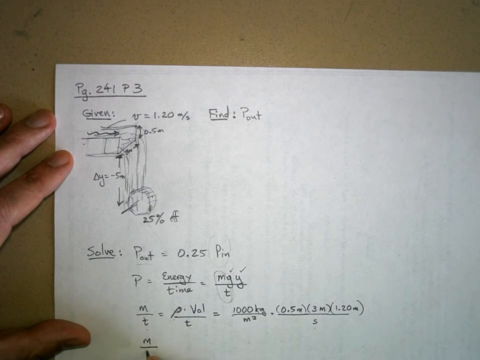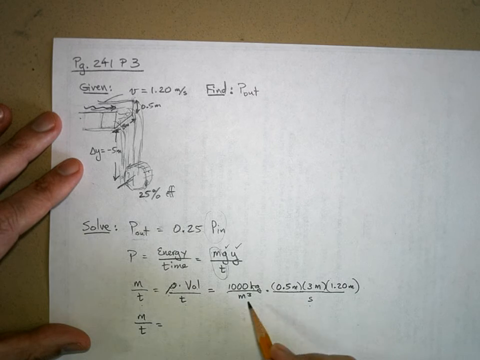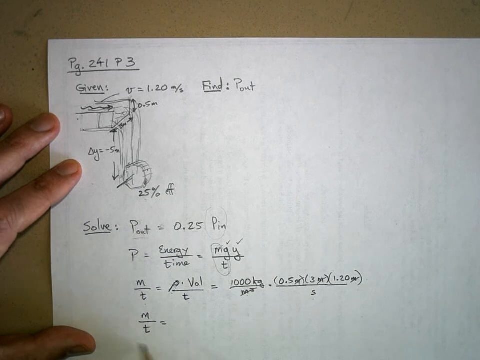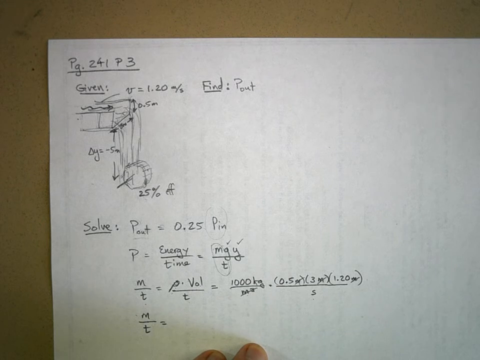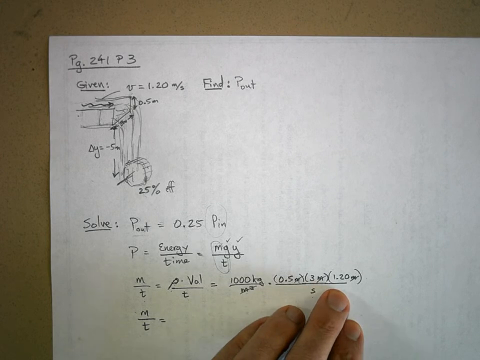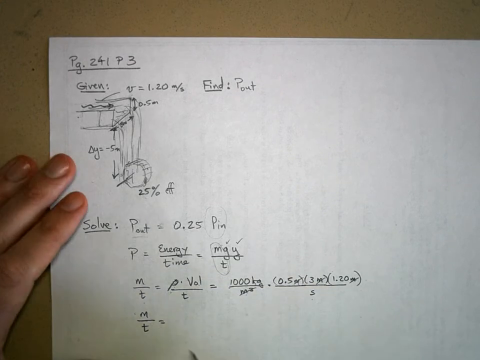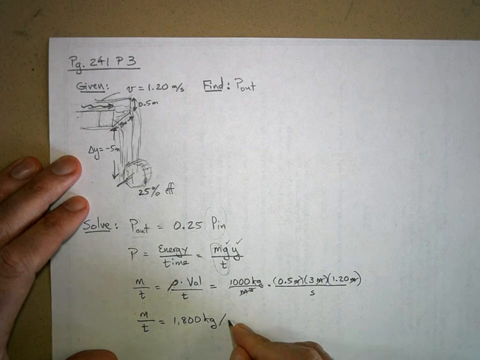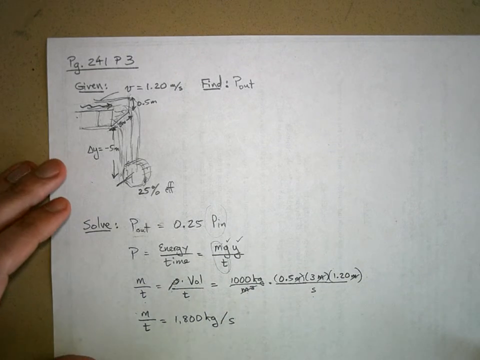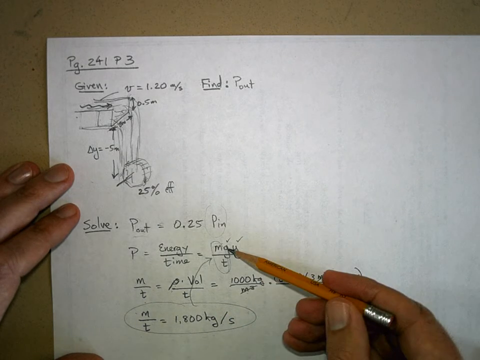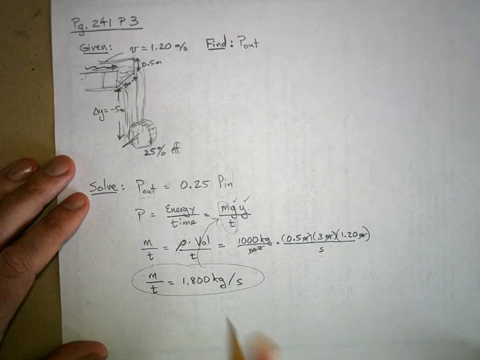So the mass per unit time, and notice that the meters cubed cancel, and we have kilograms per second, which is mass per unit time. And so we have 1,000 times 0.5, times 3, times 1.2. And you get 1,800 kilograms of water going over every second. So this is basically the mass over time, and we plug it in there. And we know what gravity is, and we know what y is, so now we can figure out our power in. This is power in.